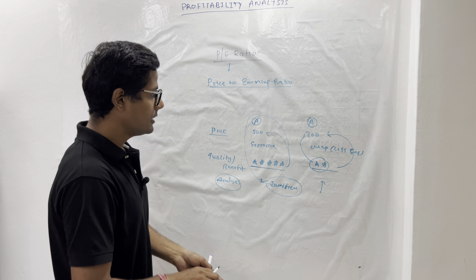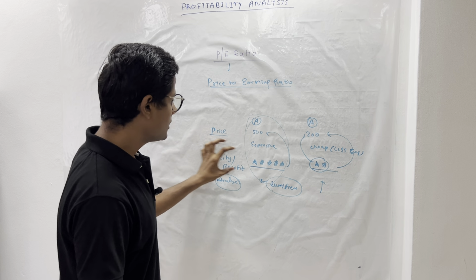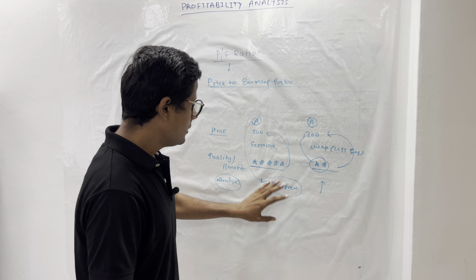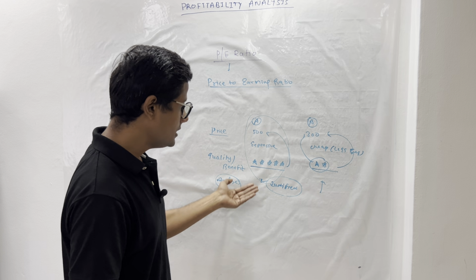So what I mean to say is, you don't take a conclusion or decide based on the price alone. You consider the quality and other attributes also before you take a final decision, right? To understand which product is actually expensive and which product is actually cheap, right?